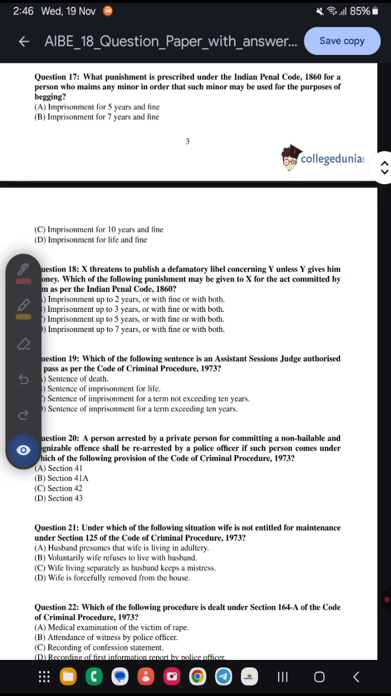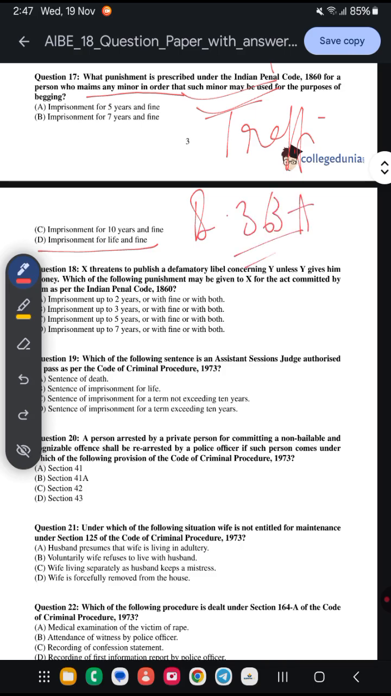So next question is question number 17. What punishment is prescribed under the IPC 1860 for a person who maims any minor in order that such minor may be used for the purpose of begging? This is like trafficking. The direct answer to this question is imprisonment for life and fine, which is option D. You can find this in section number 363A of the IPC. It is a serious crime under the IPC, warranting the highest level of punishment, which is imprisonment for life and fine.